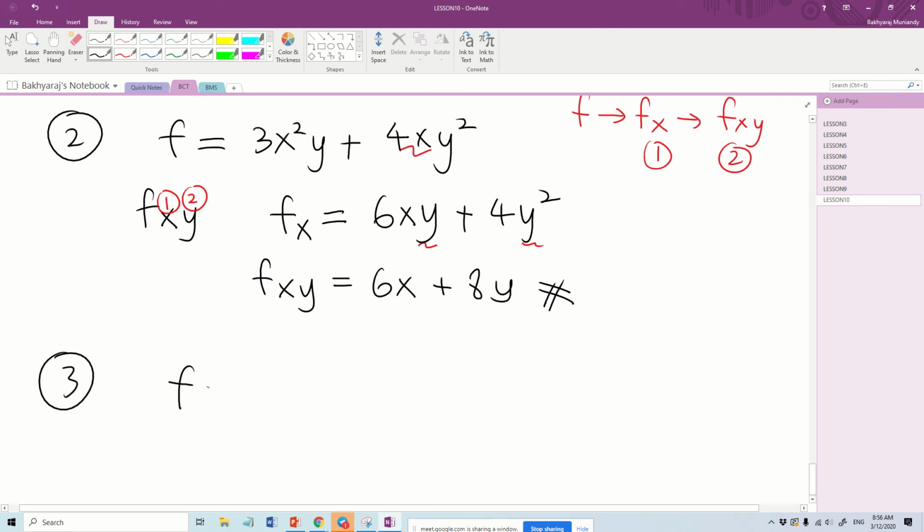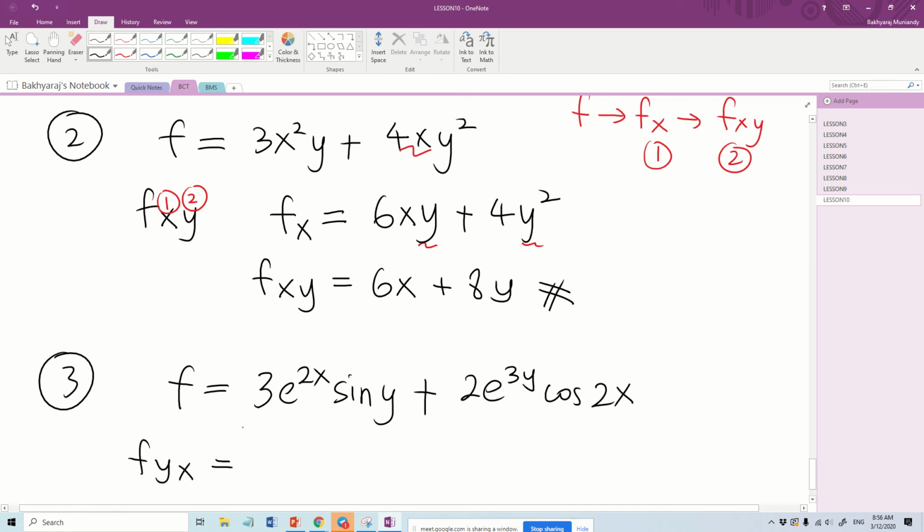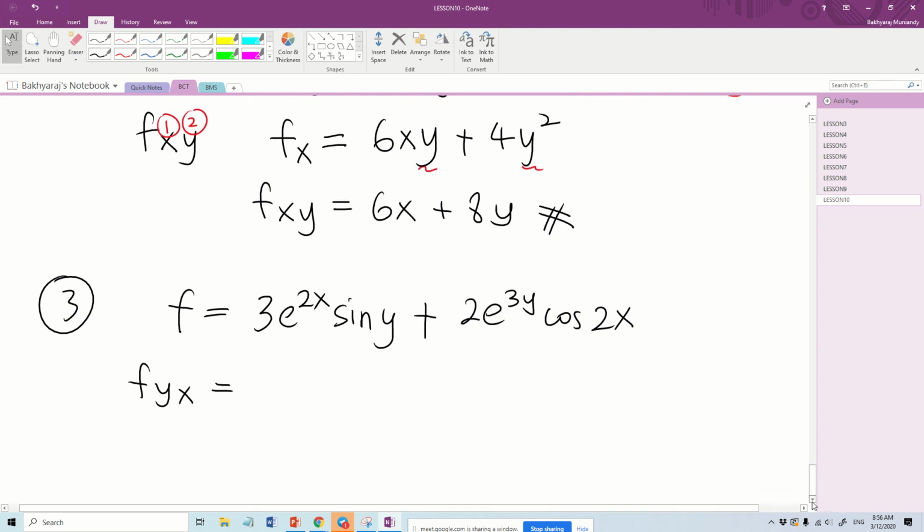I give you f equals 3 exponent 2x sin y plus 2 cos 2x, 2 exponent 3x, 3y, and cos 2y, cos 2x. I want to go for fyx. So you try this. For the moment we go for the break.